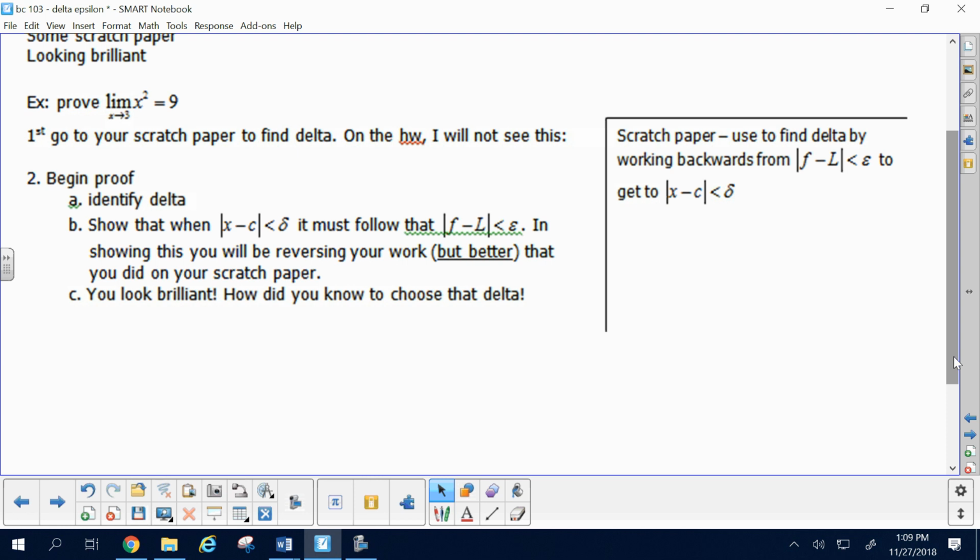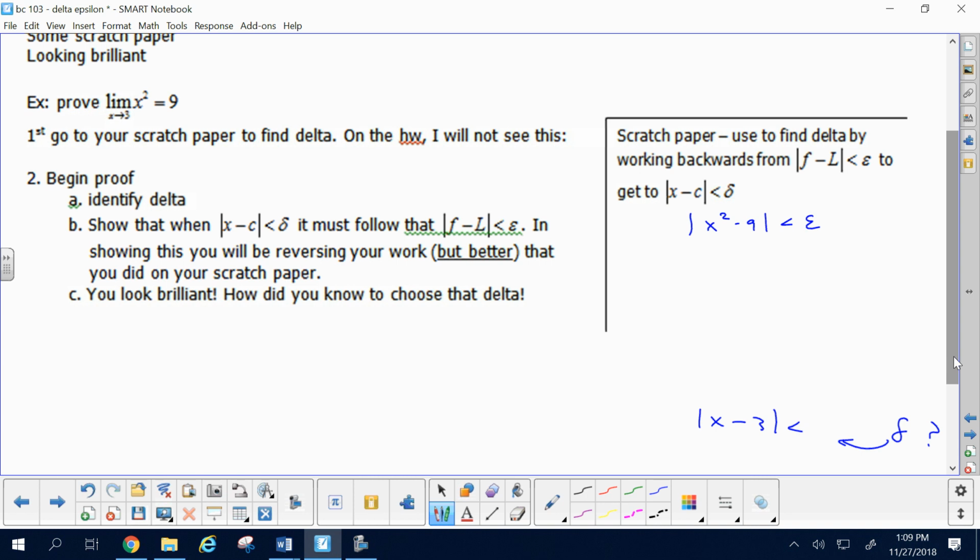You with me? Now you find delta by actually going backwards from f minus L towards x minus c. So in this case, if you start with x squared minus 9, needs to end as less than epsilon, I want to work backwards towards what I would have to get x around 3 to be, and once I get backwards to x minus 3, this will be my delta. All right. So I want to go from the function minus L back to what x has to be.